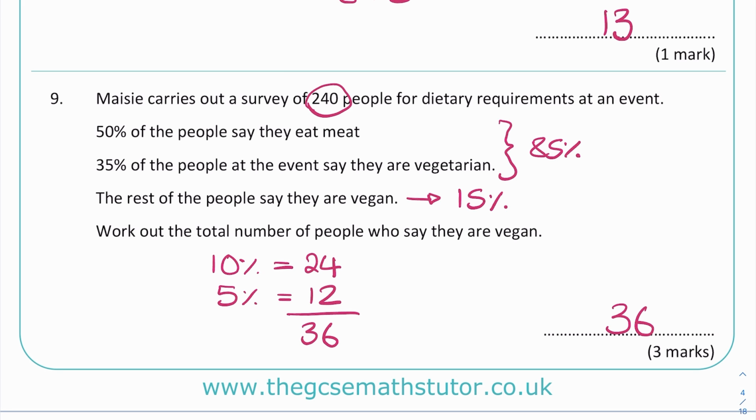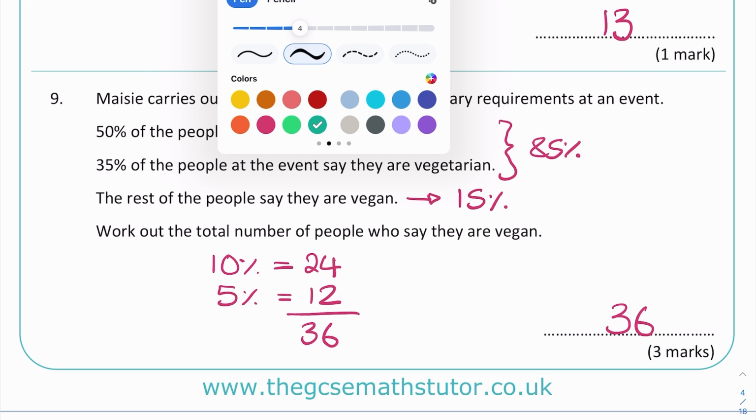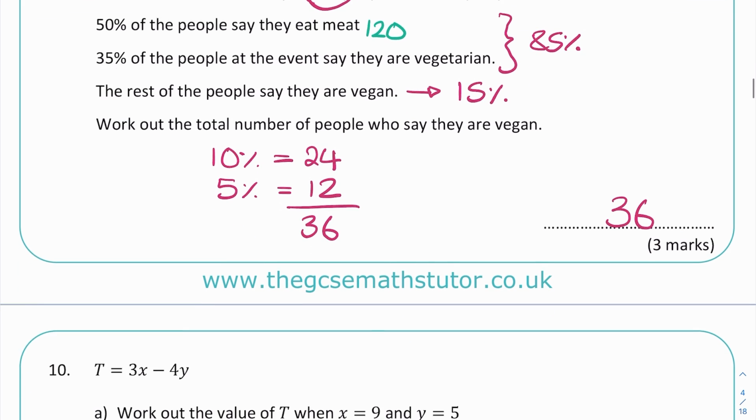Of course, we could have worked out 50% of the people, which would have been 120. We could have also worked out the 35%, but by the time we get to working out the 35%, we've already done more work than had we just worked out 15% in the first place. So I think I prefer that method where we can use it.